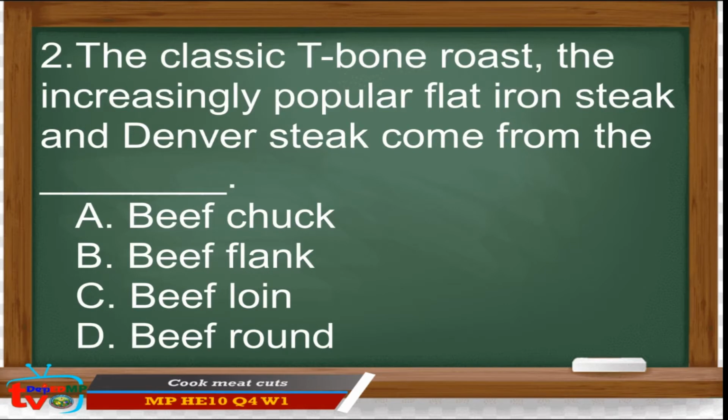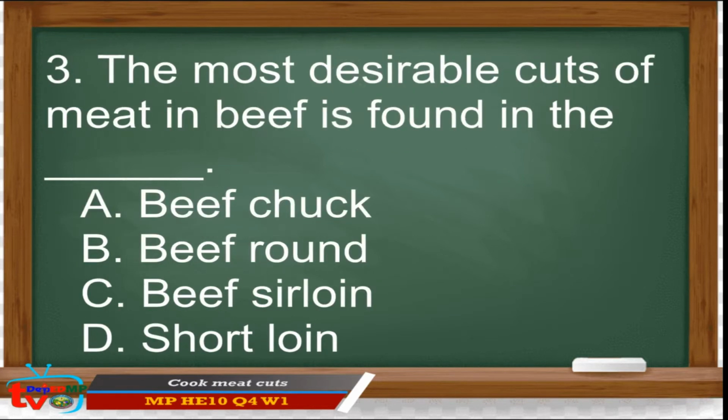2. The classic T-bone roast, the increasingly popular flat iron steak, and Denver steak come from the blanc. A. Beef chuck. B. Beef flank. C. Beef loin. D. Beef round. And the answer is A. Beef chuck.